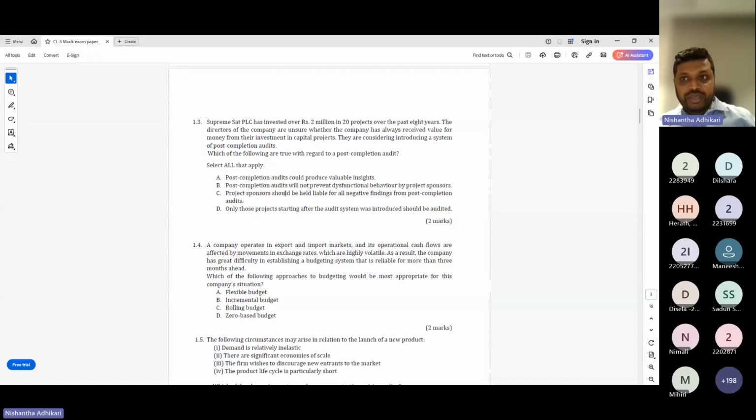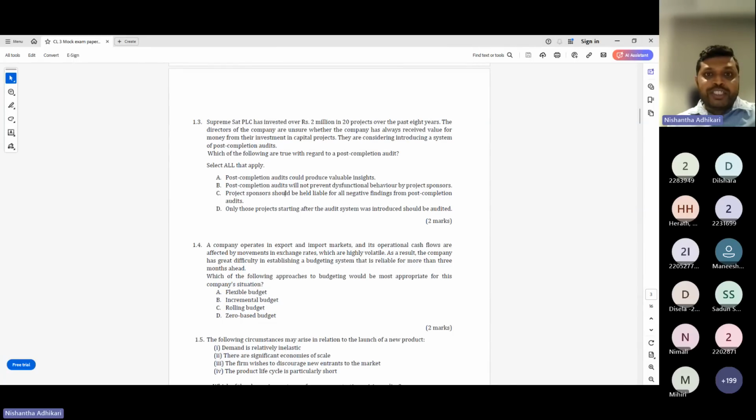Right, anyone? I can see any answer. Okay, first one. Post-completion audit could produce valuable insight. Yes, that is correct. Answer A is correct. B, post-completion audit will not prevent dysfunctional behavior by project sponsors. No, that does not apply. Therefore, A is correct and B is also correct.